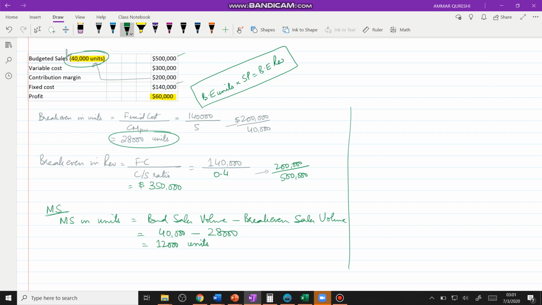Now, the next point is to calculate margin of safety in revenue, right? Margin of safety in revenue is simple. Budgeted sales revenue minus break-even sales revenue. So what is budgeted sales revenue? 500,000. And what is break-even sales revenue? Break-even sales revenue we have calculated here, 3,50,000.